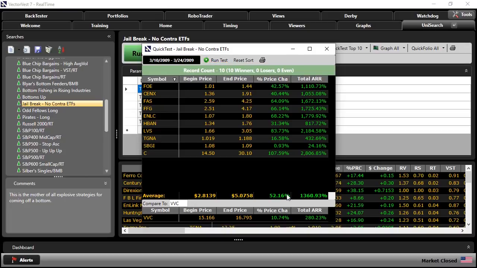Now let's run the test. And look at that. 52%, folks, in 2 weeks. The lower the number goes on the MTI and buy to sell ratio, the bigger the rubber band effect is. And look at that. 52%. All 10 stocks were winners. So that's it in a nutshell.